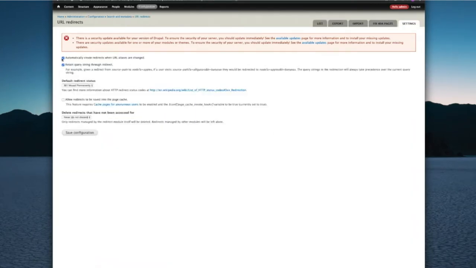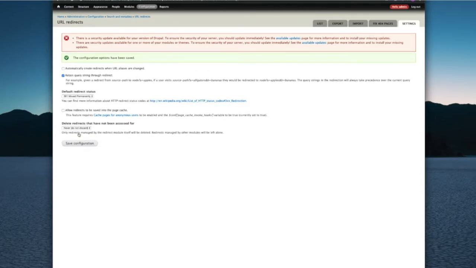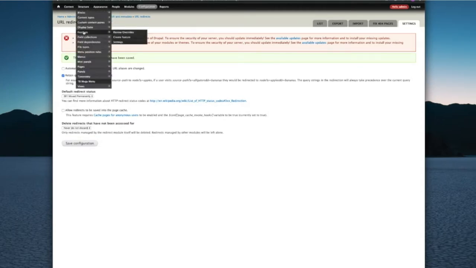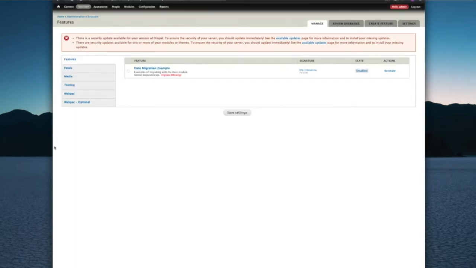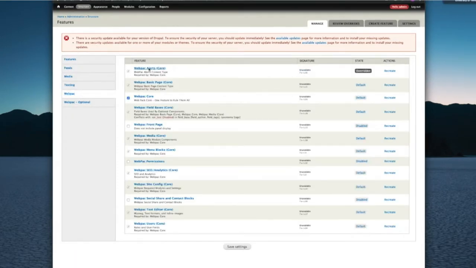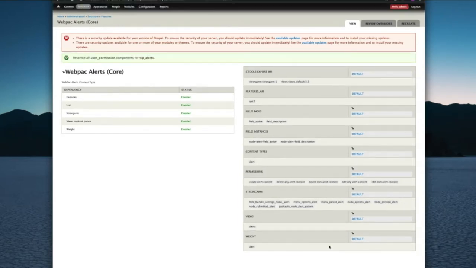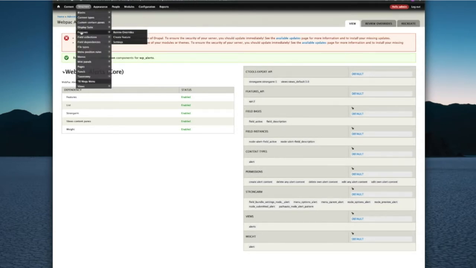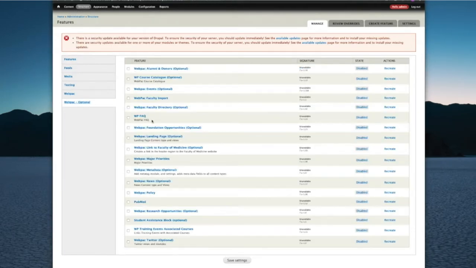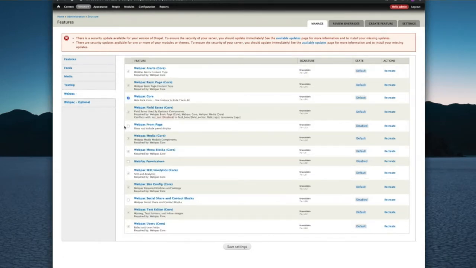So the configuration that's happening here is a number of features being enabled, and depending on what that onboarding process would be, it'd be like, okay, let's go in and activate the default ones first, and then activate the optional ones that would be requested for that particular site. So I make sure that our custom features aren't an override before I start turning things on. We've got Webpack core, and then we've got Webpack optional. So those are things like FAQs or faculty directories that people might or might not use on their site.